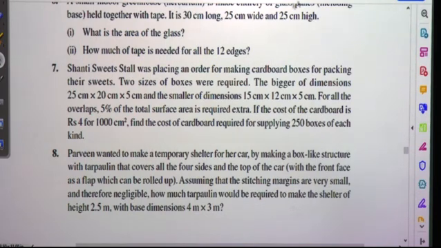The cost, please understand here, the cost is rupees 4 for 1000 centimeter square and 5% of the total surface area is required extra for overlaps. Dimensions, bigger dimension 25 into 20 into 5, all in centimeters, 15 into 12 into 5 of smaller dimension boxes. Total boxes, 250 boxes of each type. These are the things.